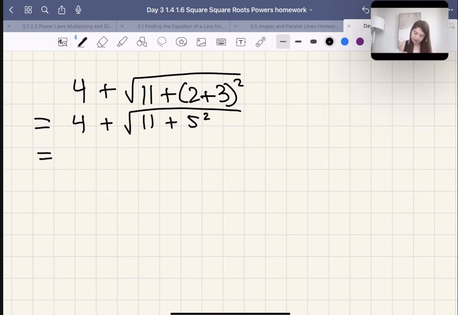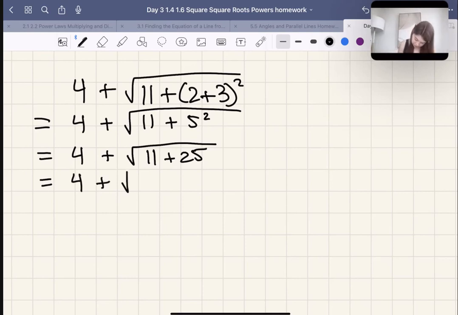Okay, now within the square root sign, let's continue. Within the square root sign, do we have any exponents? Yes. We have 5 squared, which is 25. Now within the square root, do we have any multiplication or division? No. Within the square root, do we have addition or subtraction? Yes, we do. Okay. And now we've solved for what's under the square root sign.